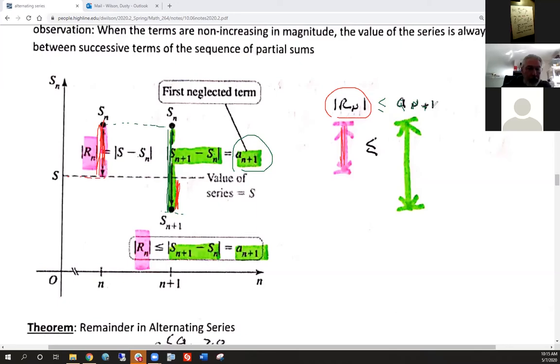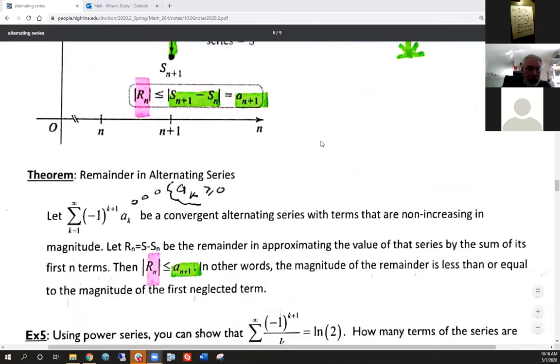Super nice, convenient formula. If I was to write this in words, I would say that for alternating series, the remainder is less than the next term out in the sequence. Questions about this picture? Very good. So that gives us the following theorem.